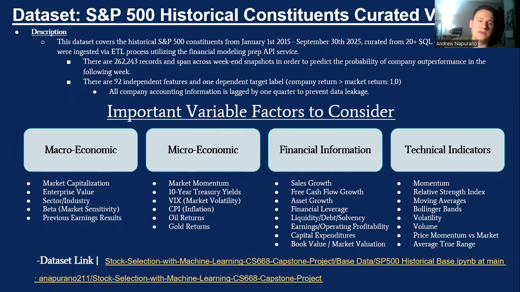And then our data set is a curated Postgres SQL historical snapshot of S&P 500 constituents. We have 262,243 data points, 92 independent features, and a dependent target label. So outperform the market, one; does not outperform, zero. Really, I could break out my features into four different buckets: macroeconomic, microeconomic, financial information, and technical indicators.